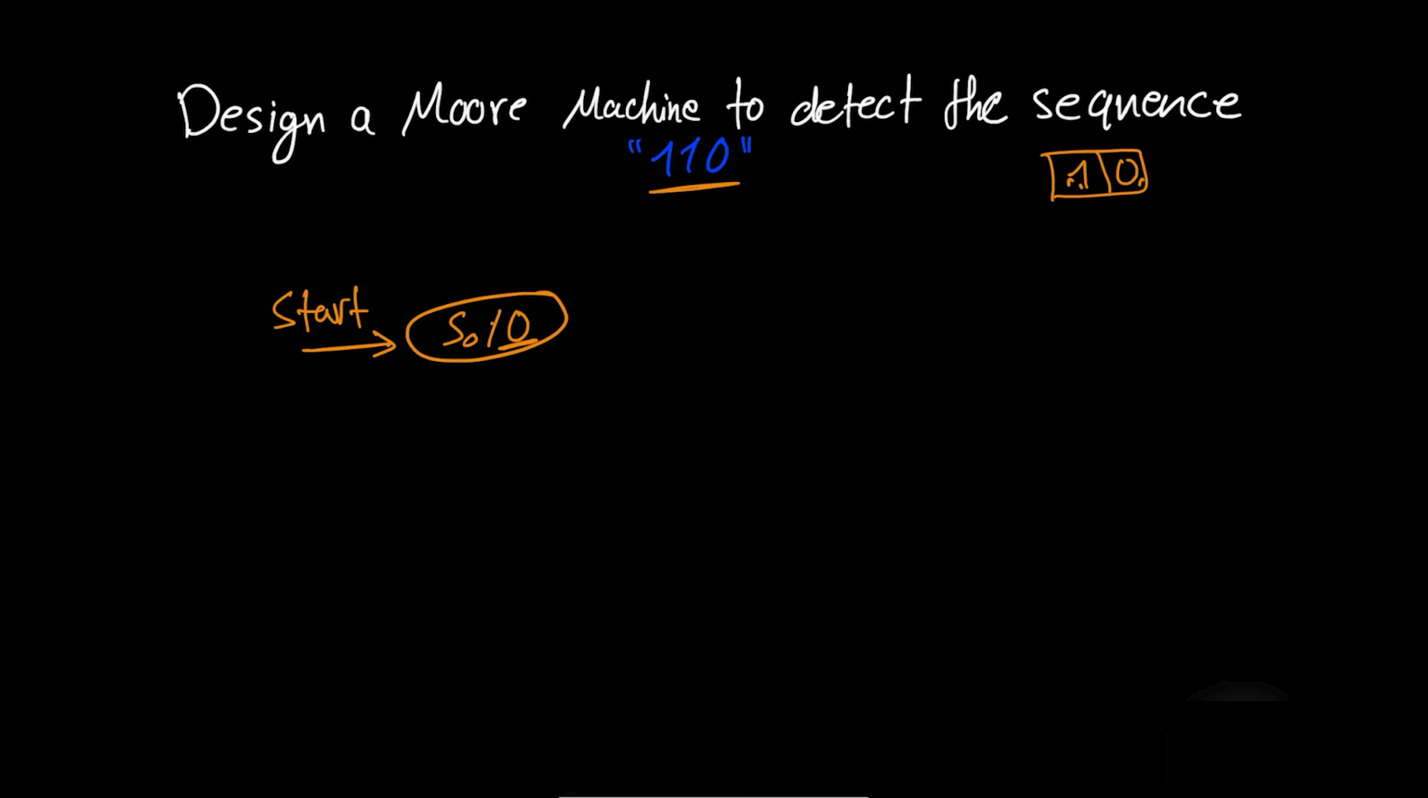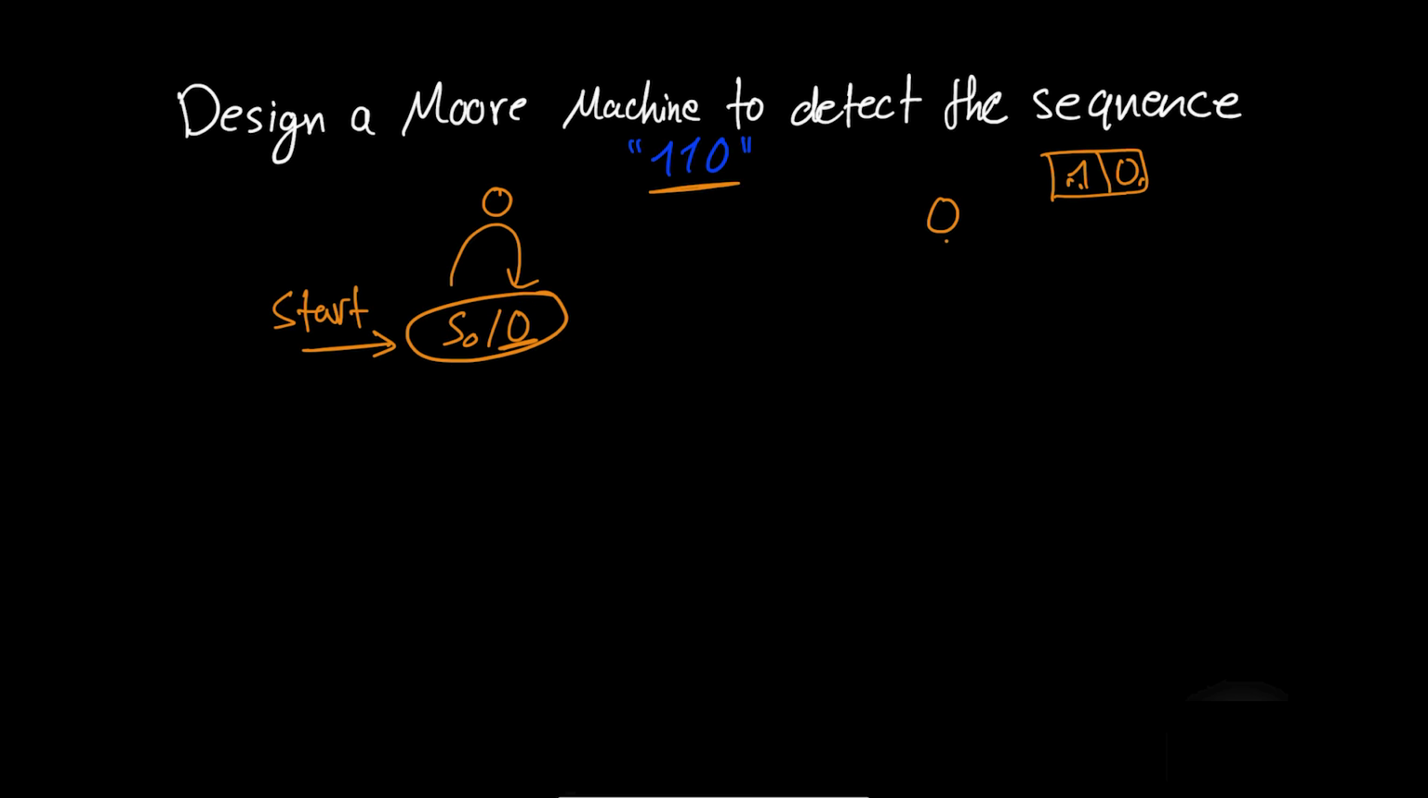Alright, from each state you have, you should always have two options. Either you press a 1 or a 0. Now let's say you start right here, and you press a 0. So what happens now? You press the 0. That is not the sequence we want. That's why we will stay in this state, where we didn't achieve anything.